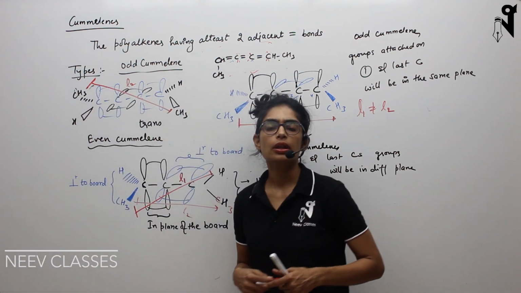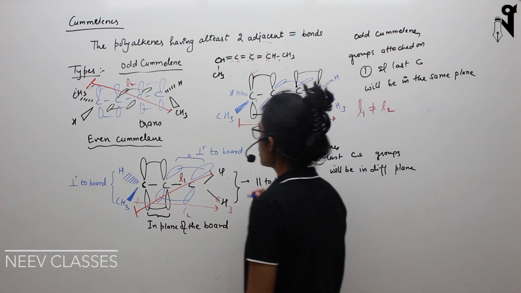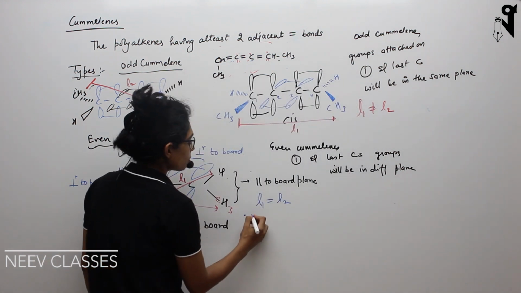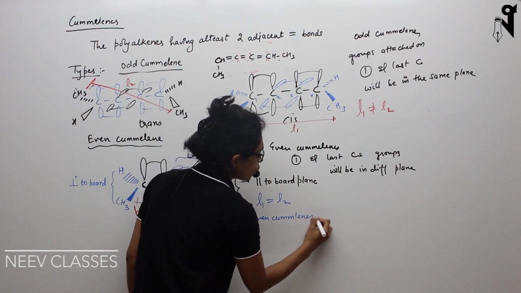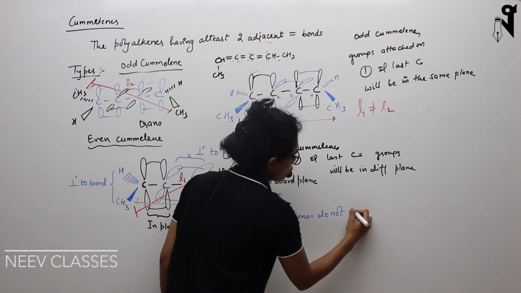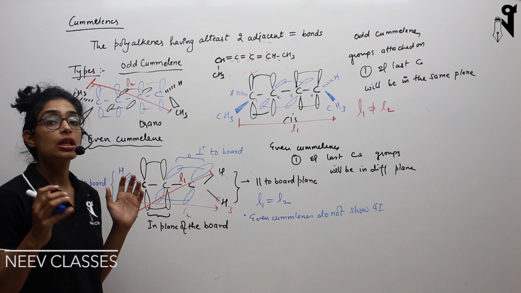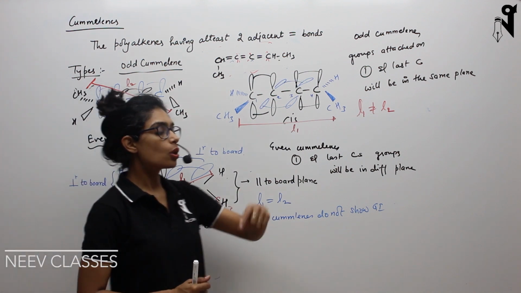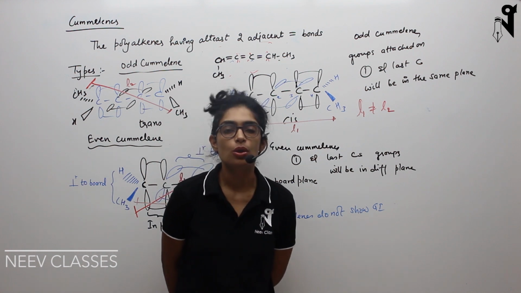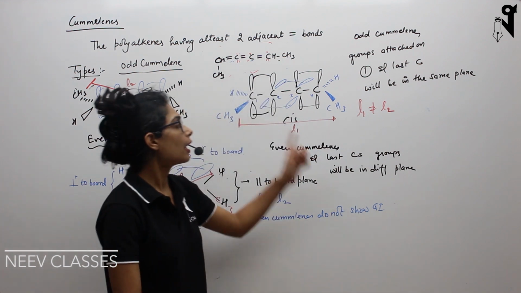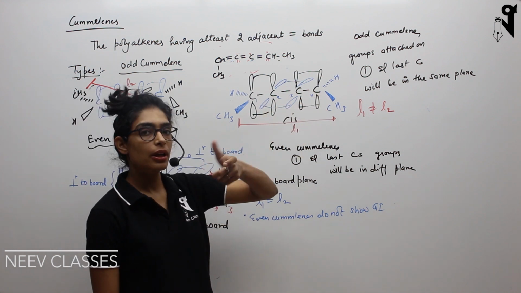So just remember, every time you get a question, you don't have to draw the structures like that. What you have to understand is even cumulenes do not show GI, whereas odd cumulenes do show GI. Odd cumulenes means an odd number of adjacent pi bonds. So odd cumulenes always show GI because their L1 and L2 length will keep changing when you change their arrangement.